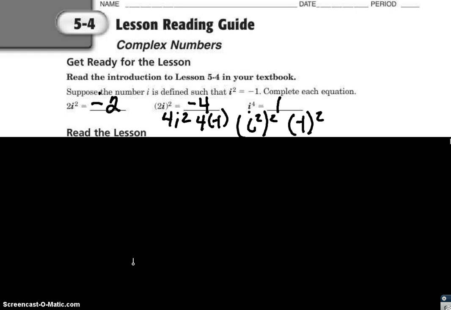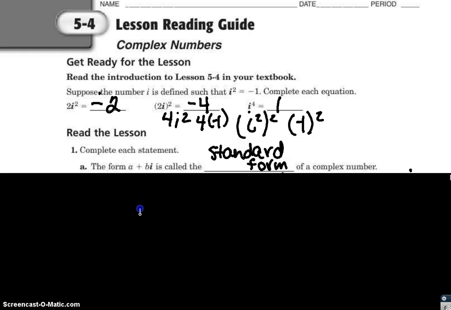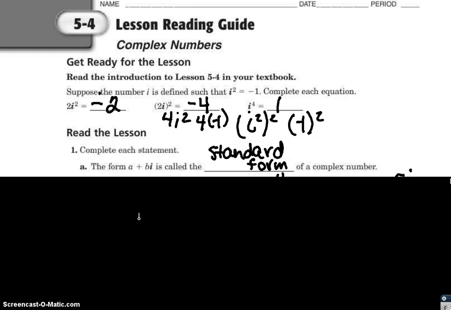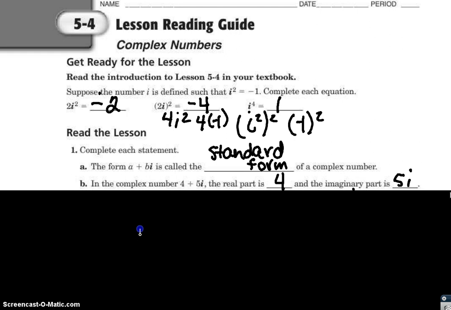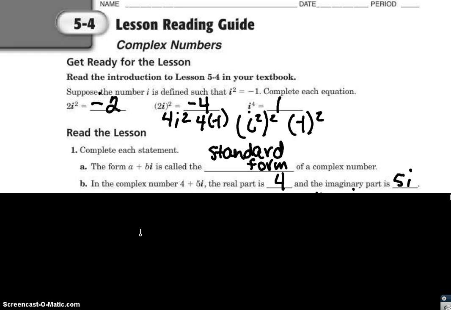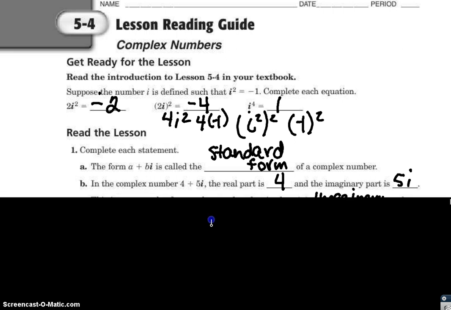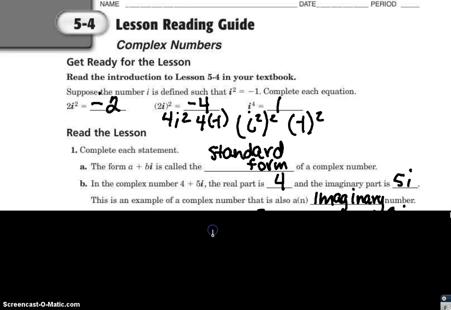So let's look at some definitions. My first definition, remember the form a plus bi. That's called the standard form of complex numbers. So that's typically how you're going to see them written. Okay, so let's look at an example. In a complex number, for instance, 4 plus 5i, the real part is going to be the number 4, and the imaginary part is 5i. Remember, if there's an i with it, it's going to be imaginary. So this example of a complex number is also an imaginary number.